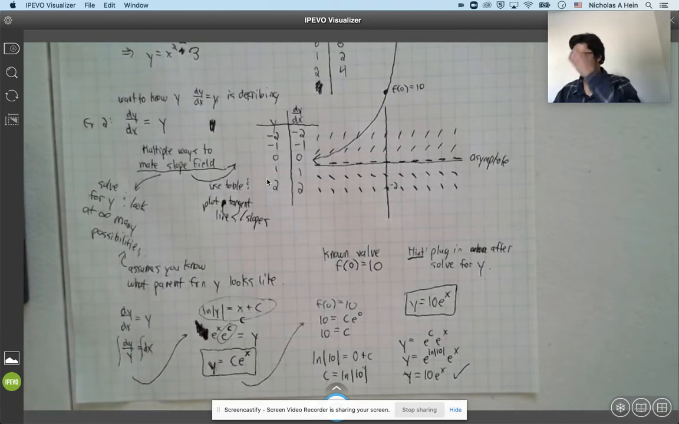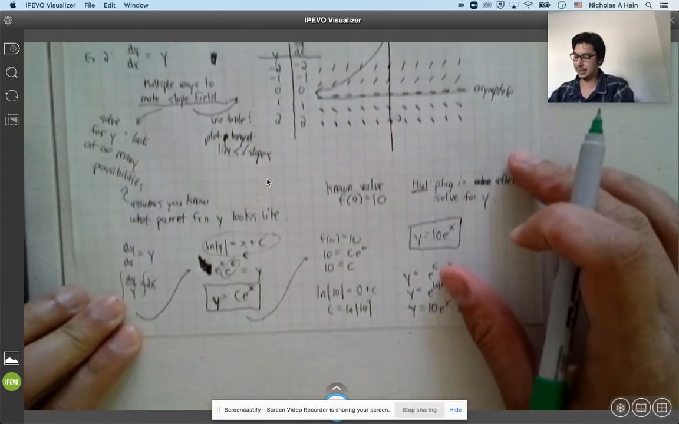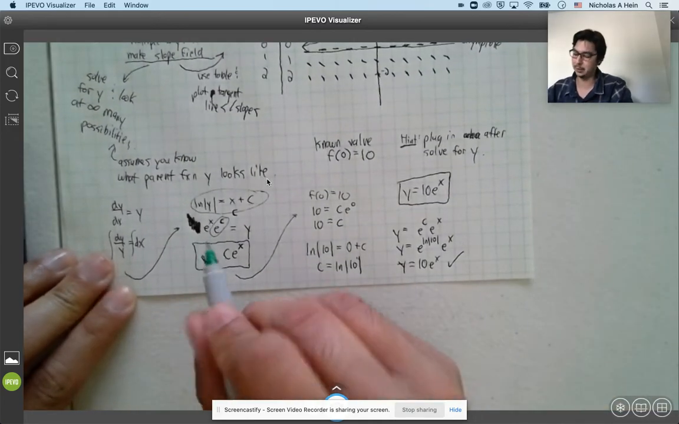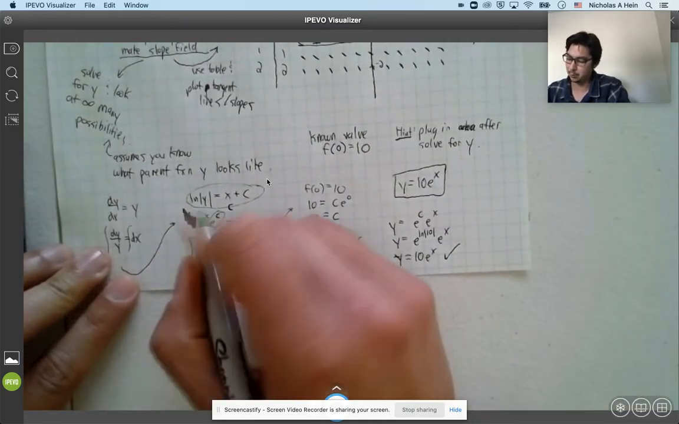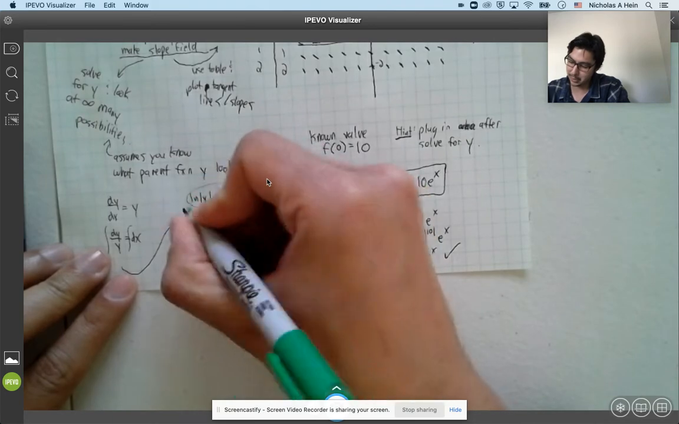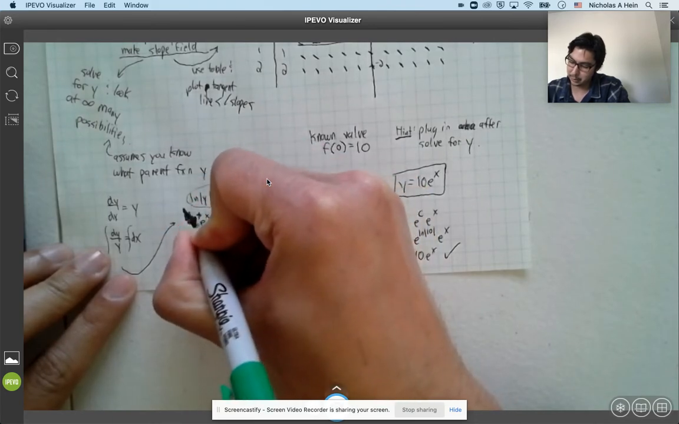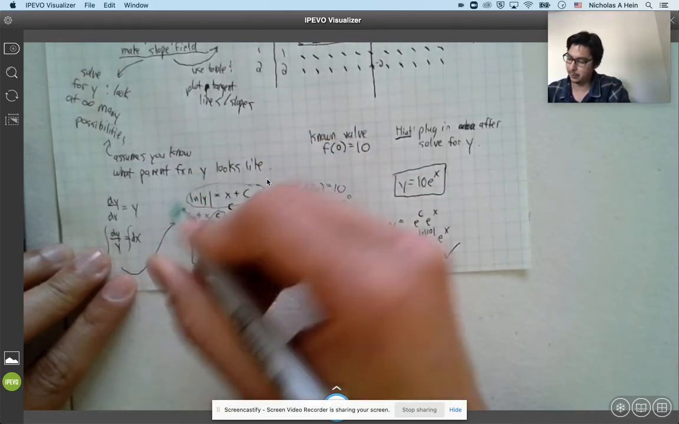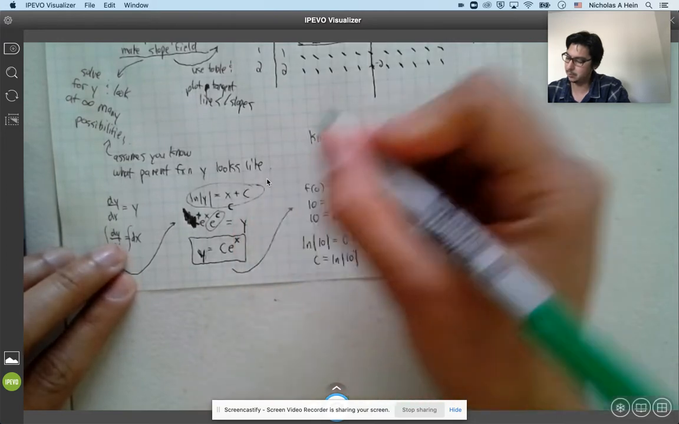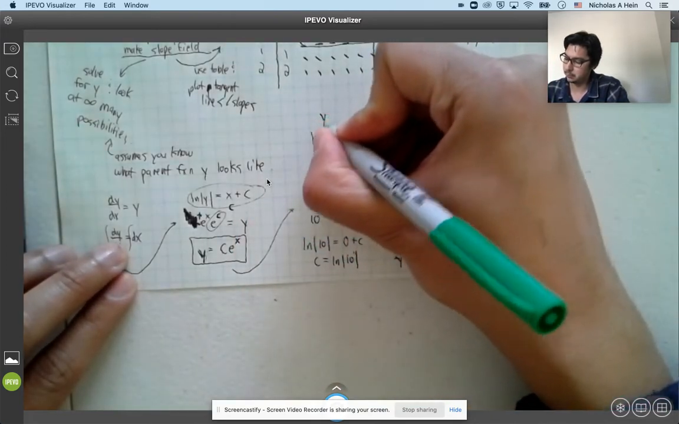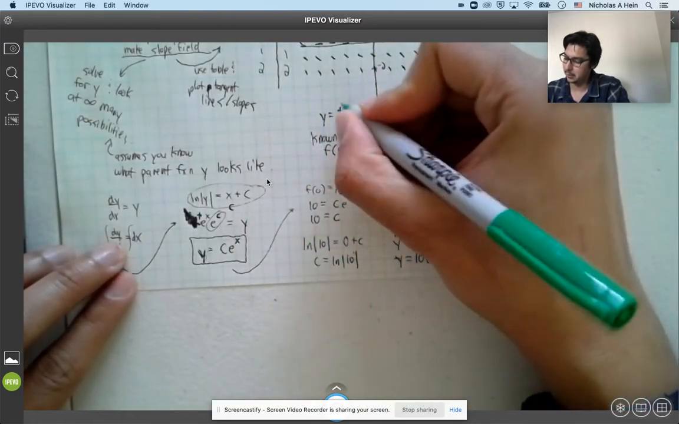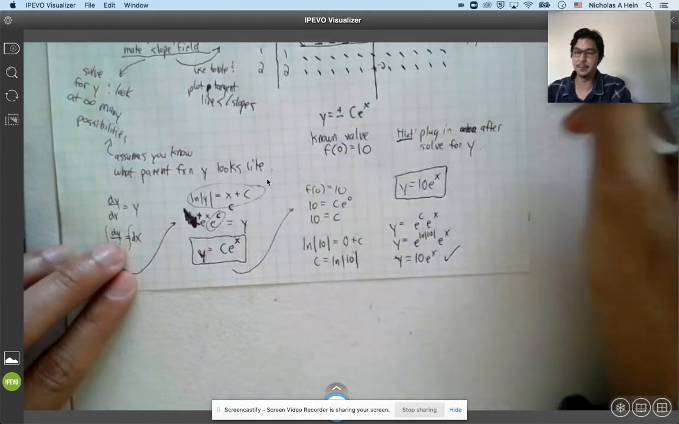Now, one thing I want to let you know, though, is I kind of skipped over something here when solving really quickly. And that's that when I rewrote this as y, remember how you could have gone a plus or minus when you get rid of the absolute value? So we really would have had y equals plus or minus c e to the x.